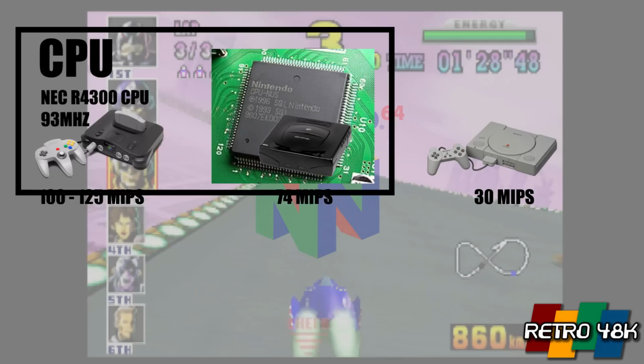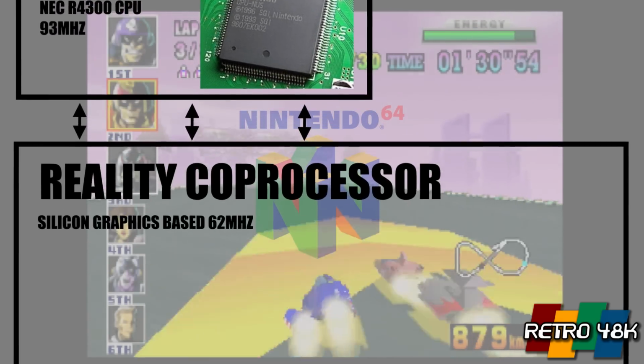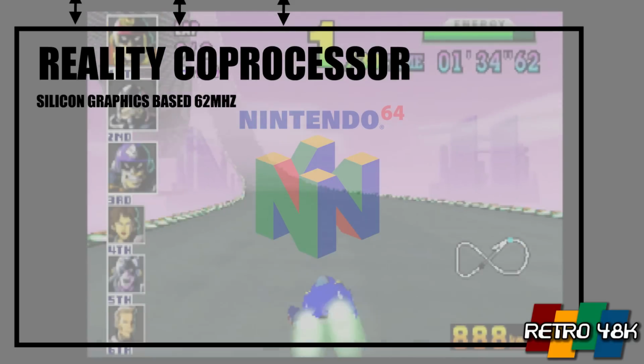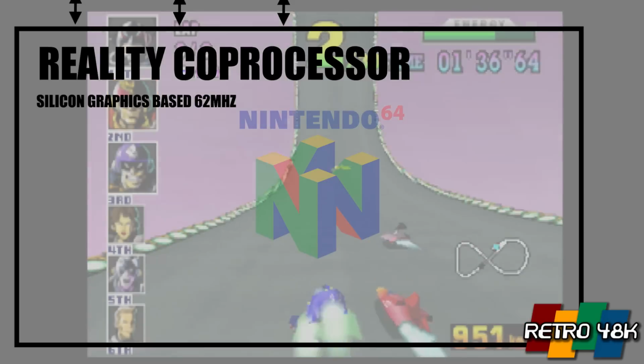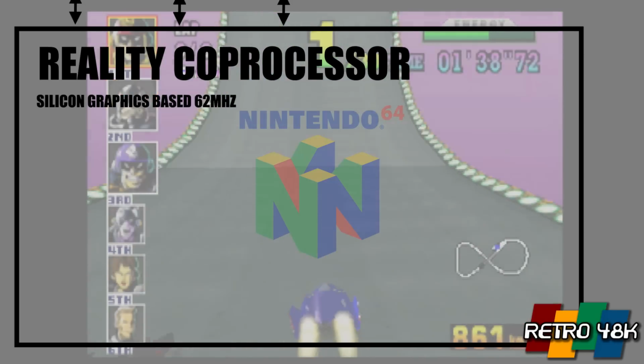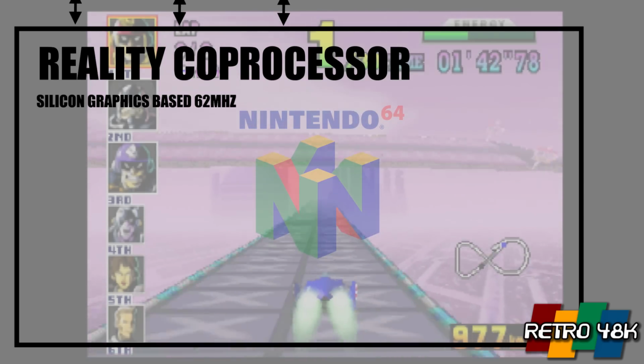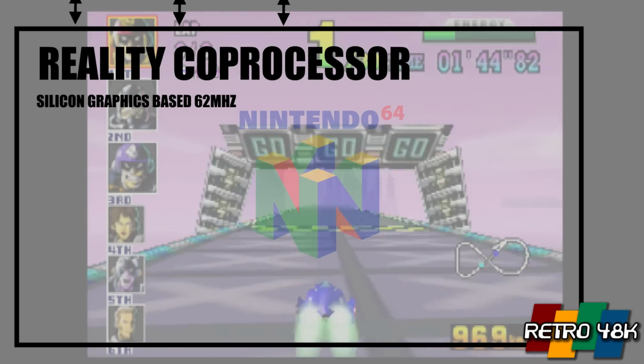Connected to that was the real heart of the N64, the Reality coprocessor. This was to the N64 what Holly is to the Dreamcast. This is just the general heart that everything flows through. This is the real beef of it, and it's probably what I'll cover in most detail.